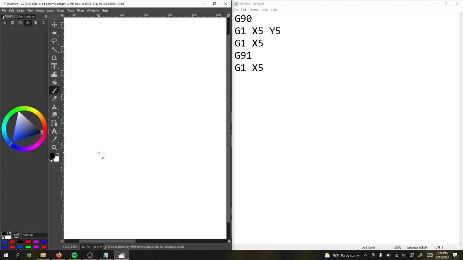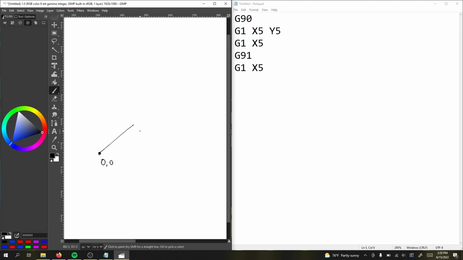So what we're going to do is say that we're starting off at our 0, 0 point. And our first command is X5, Y5, and there's no E on there, so there's no extrusion. So what's that going to look like? Well, it's going to look something like this, right? So we get to this point, X equals 5, Y equals 5.